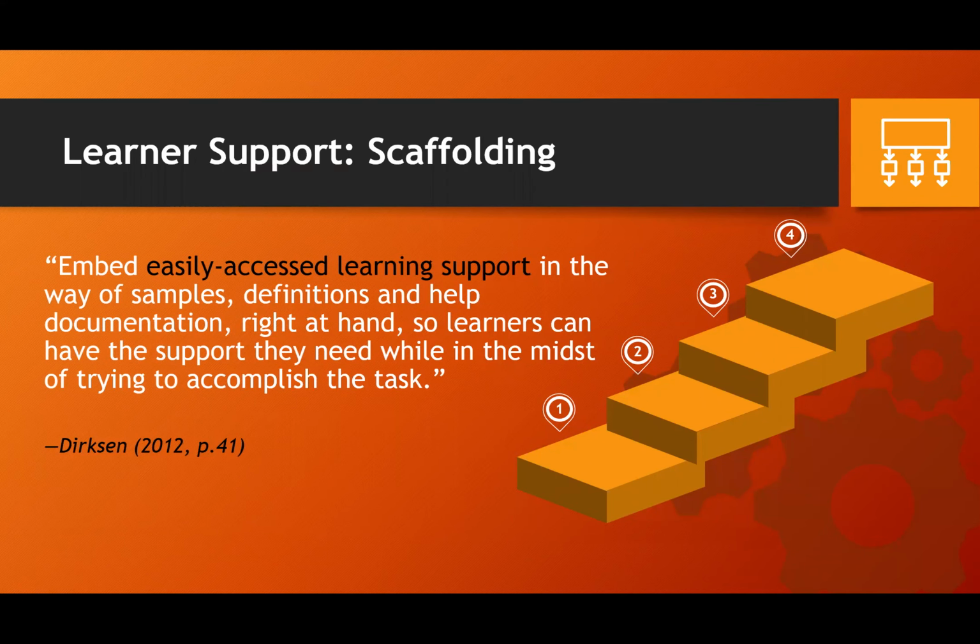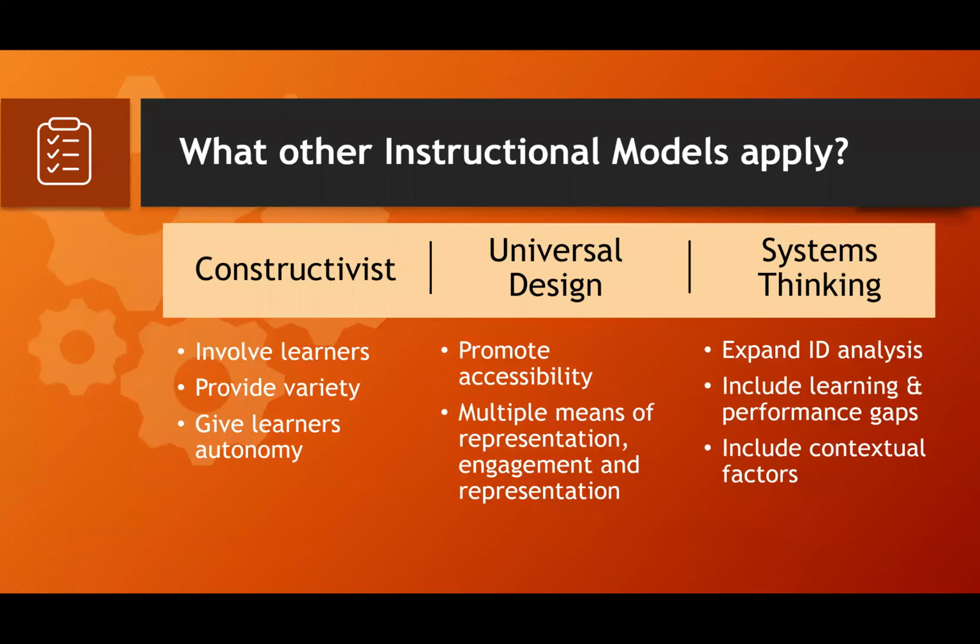Learner support also depends on scaffolding. According to Dirksen, again, you should embed easily accessible learning support in the way of examples, definitions, help, and documentation right at hand so learners can have the support they need while in the midst of trying to accomplish the task. What other instructional models apply to learner support? Well, constructionist theory, which involves learners, provides variety and gives autonomy. Universal design for learning promotes accessibility, multiple means of representation, engagement, and expression. Systems thinking, where you include learning and performance gaps and contextual factors. All of these are included.